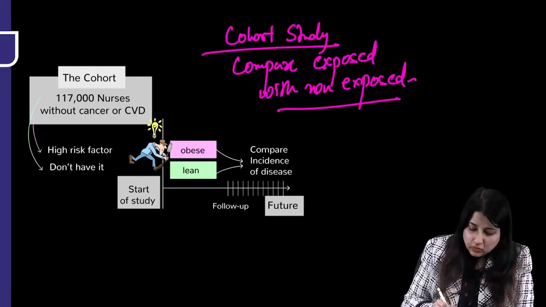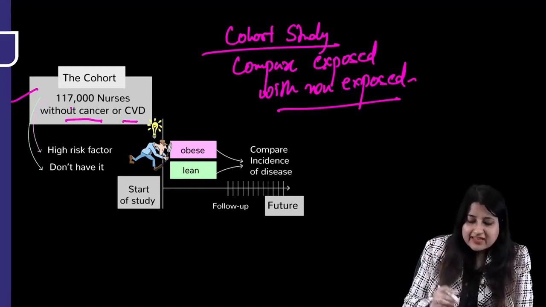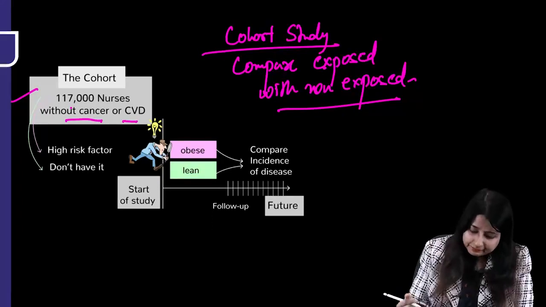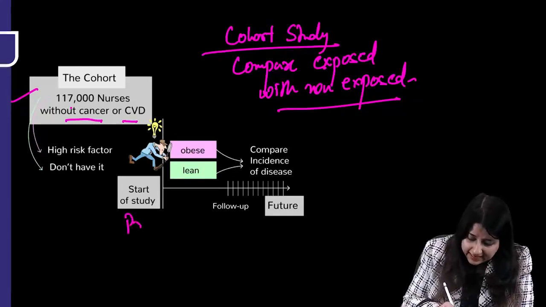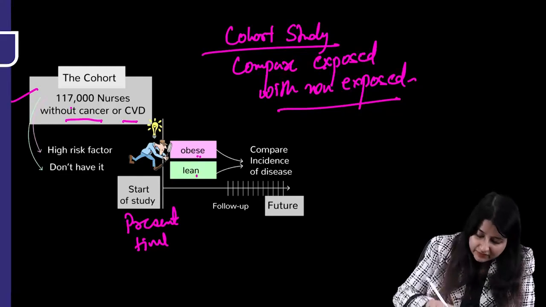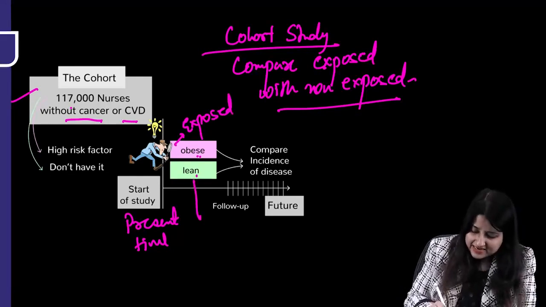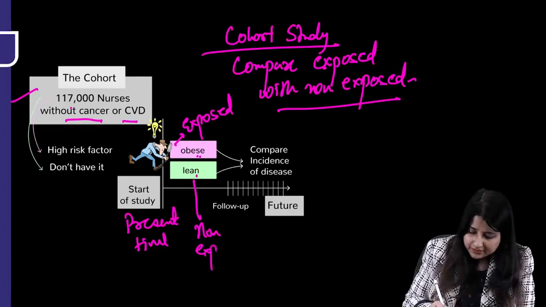So look at this. Here what is happening, there is a cohort of 117000 nurses. Look at the sample size. They don't have any cancer or CVD. Okay, then the start of the study. So it is starting at the present time, and we have divided them into, what is the comparison group? Obesity and lean. All right, so obesity is a high risk factor, lean is no risk factor. So obese means this is the exposed group and lean means this is non-exposed.